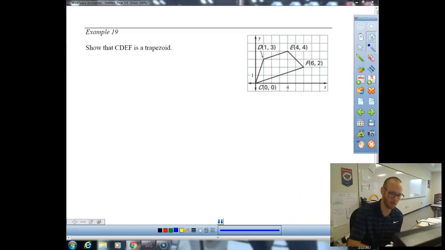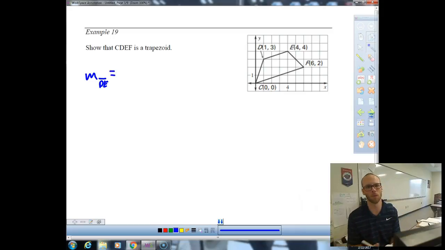So if I'm going to show that this is a trapezoid and I want to show that DE is parallel to CF, I can show that they have the same slope. So when we take a look, I'm going to put M for slope of DE equals, now you could use your slope formula, y2 minus y1 over x2 minus x1. Pretty easy to count here on the graph, rise over run. From D to E, we're what? Up 1 over 3. That has a slope of 1/3.